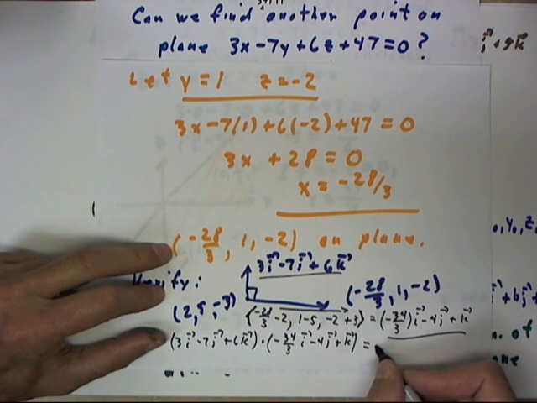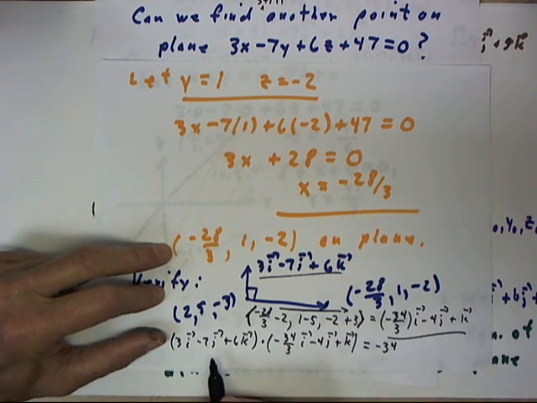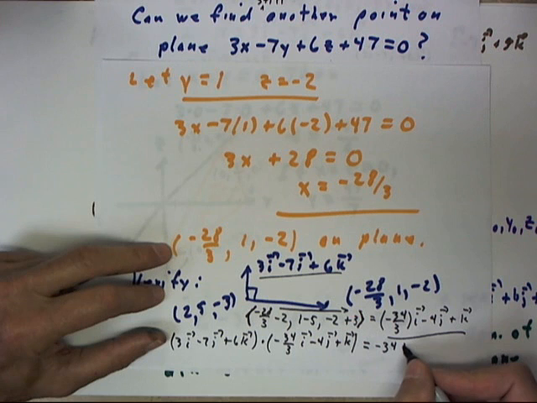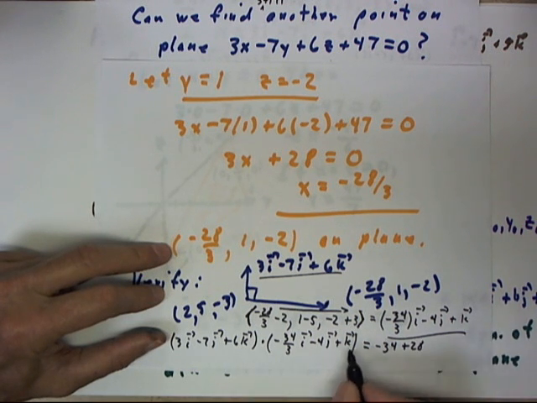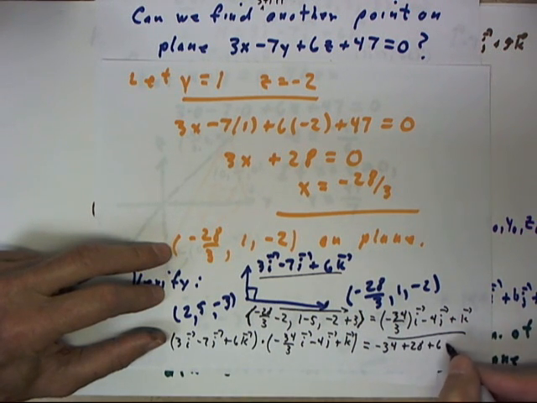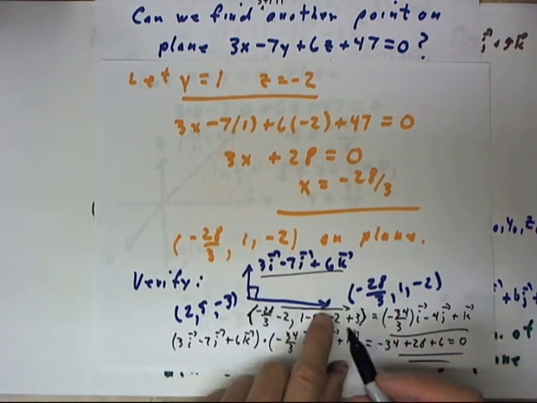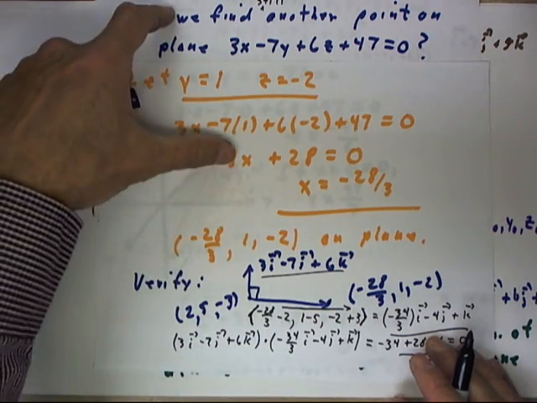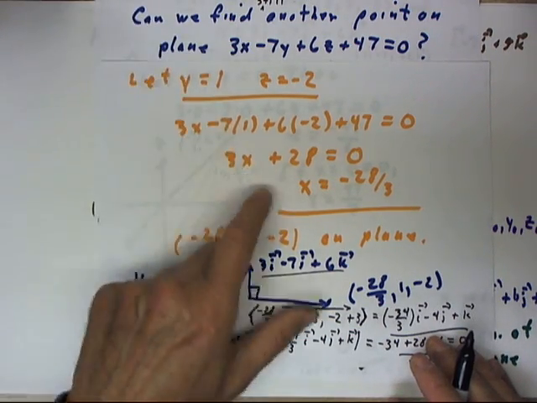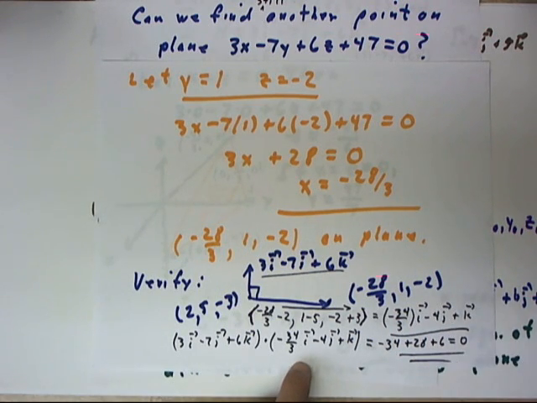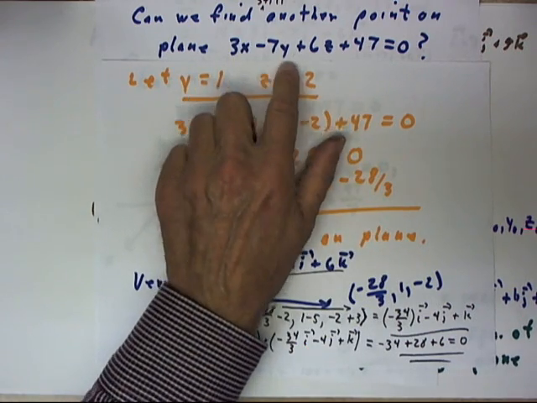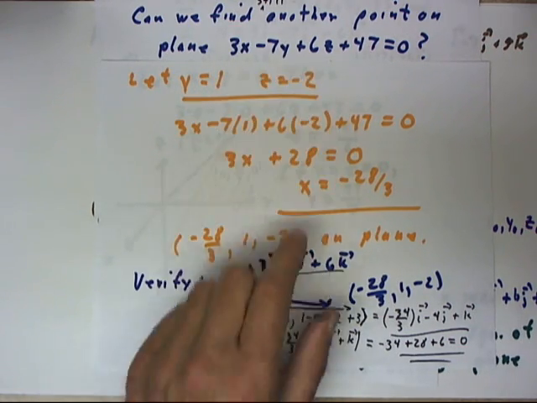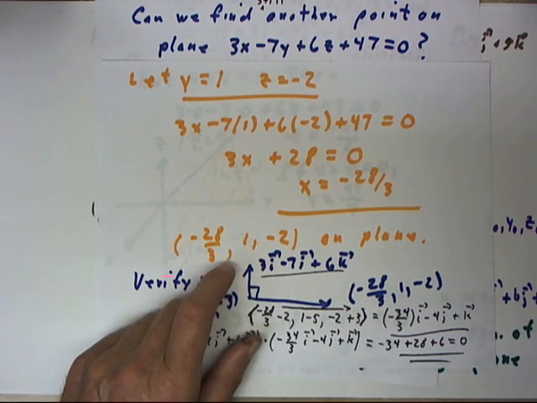Now 3 times -34 thirds is -34. -7 times 4 is plus 28. 6 times 1 is 6, and that does add up to 0, showing that this point does lie on the plane, and verifying our technique for finding a point on the plane. Once more, you can choose any two values. You can choose values of 2 of the 3 variables, solve for the third, and get a point on a plane.